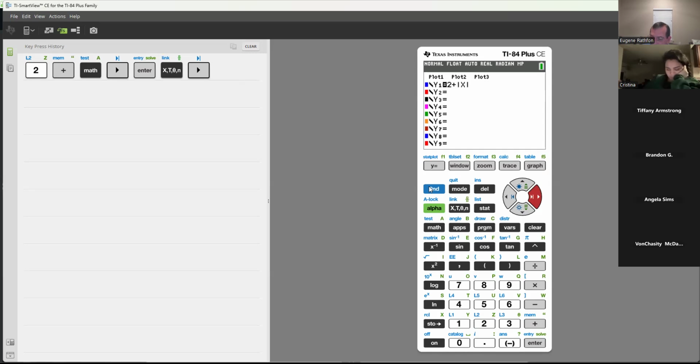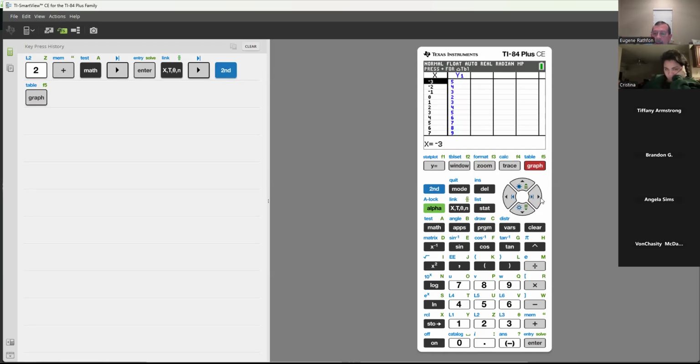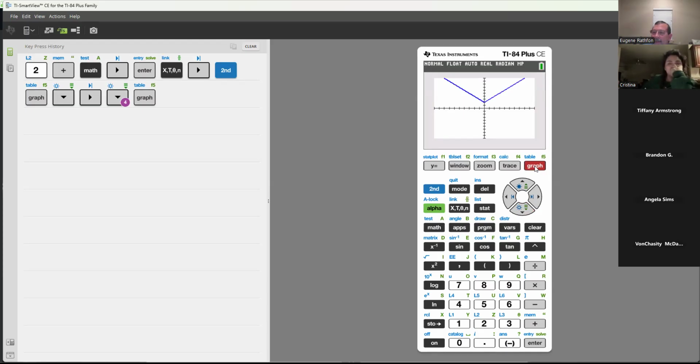Y'all, we had to get our numbers first, so I would hit second graph for my table. And there you go, there's -2. We got a 4. -1, we got a 3. 0, we got a 2. 1, we got a 3. And 2, we got a 4. Now I'm going to hit graph. And y'all, there's my V-shaped graph.